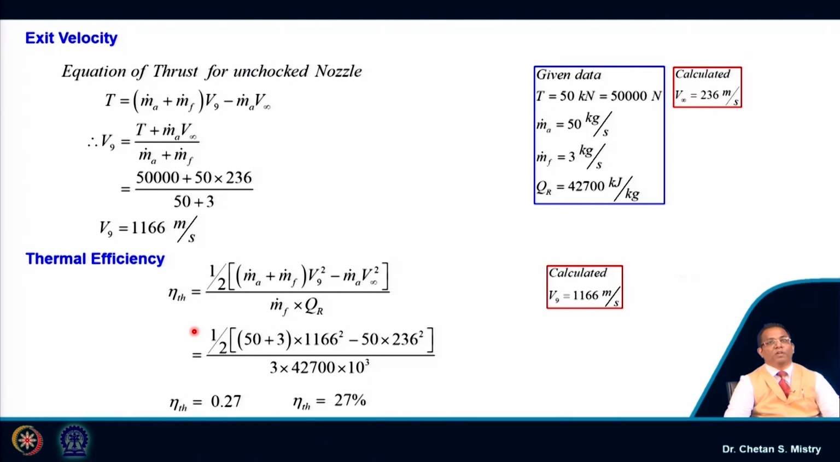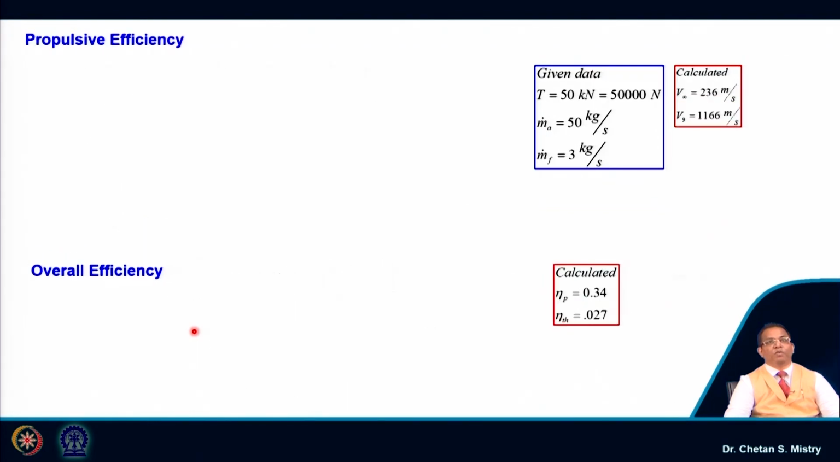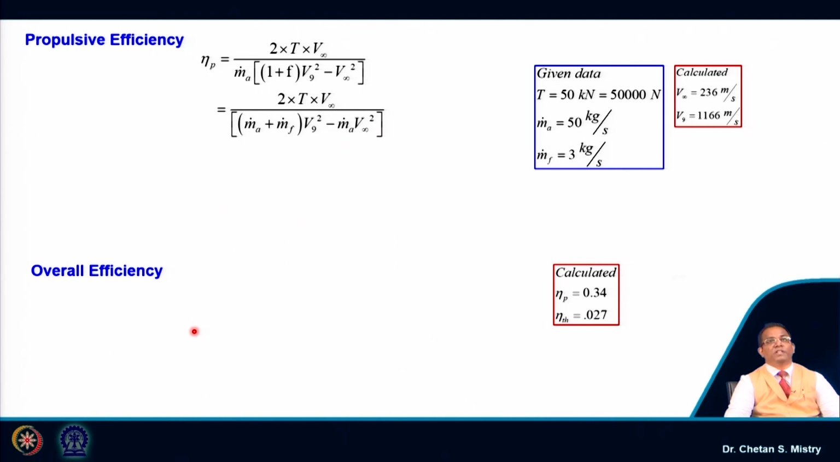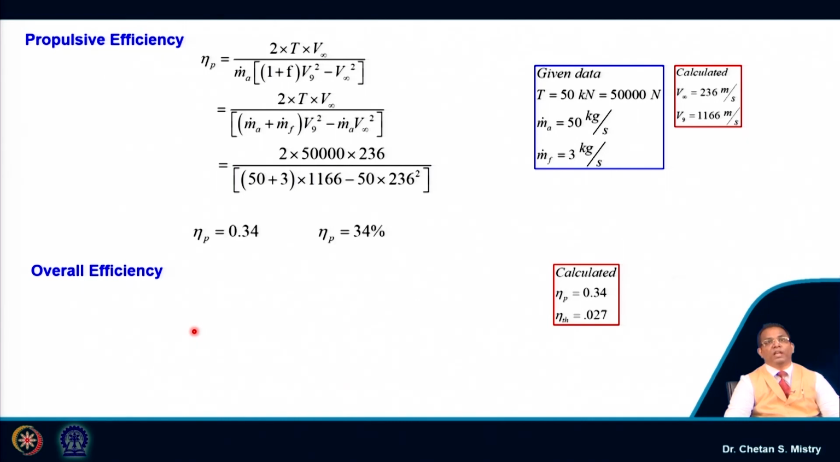Okay. Now, once we know this thermal efficiency, we can calculate the next parameter, which is called propulsive efficiency. We have derived the equation for propulsive efficiency, which is given by 2 into thrust into velocity divided by ma into 1 plus f V9 square minus V infinity square. We can simplify this with all the numbers we know, and if we put them together, my propulsive efficiency comes out to be 34%.